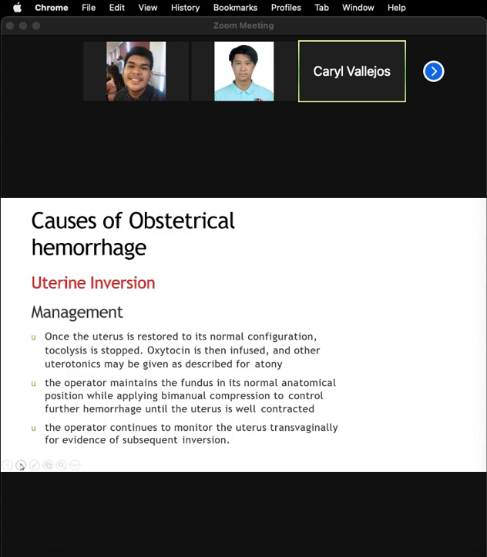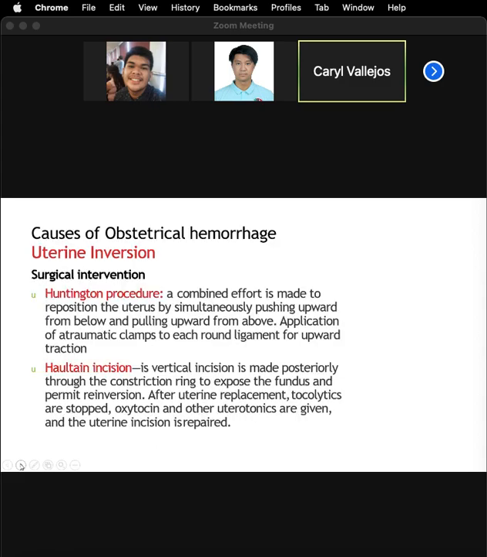The operator maintains the fundus in its normal anatomical position while applying manual compression to control future hemorrhage until the uterus is well contracted. The operator continues to monitor the uterus transvaginally for evidence of subsequent inversion. So for the surgical intervention, you can do your Huntington procedure or your Haultain incision.